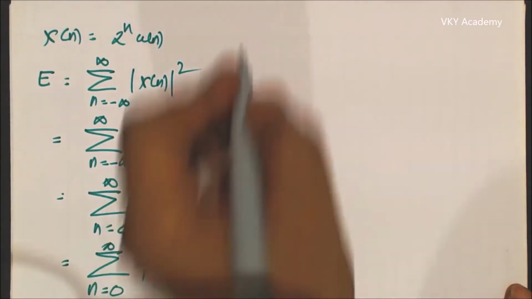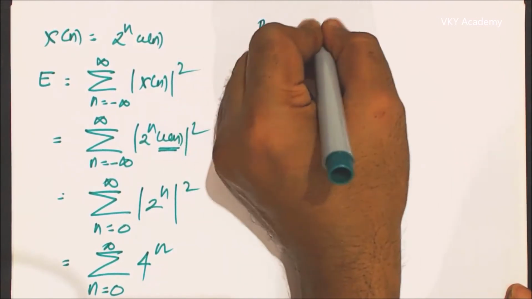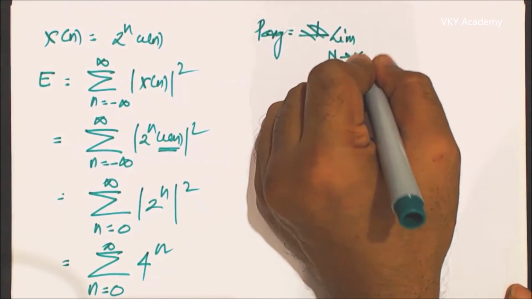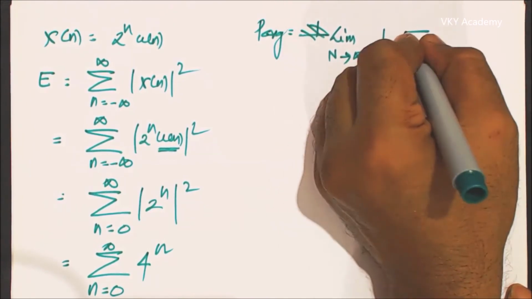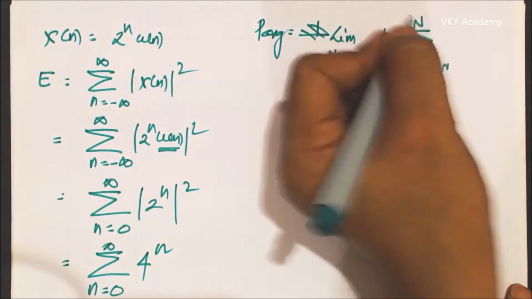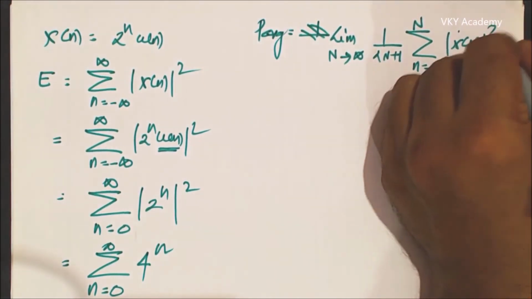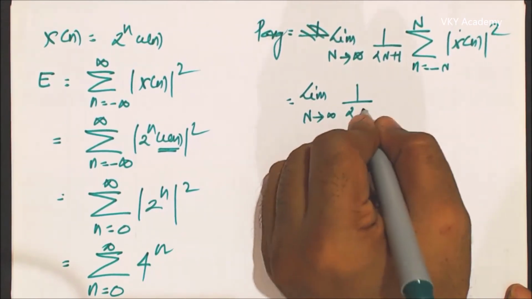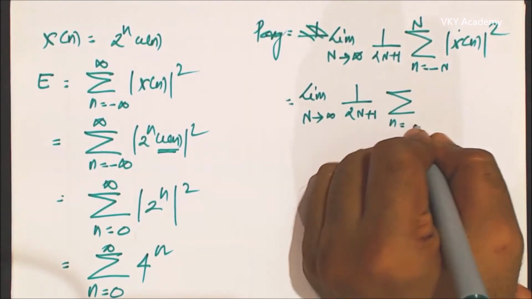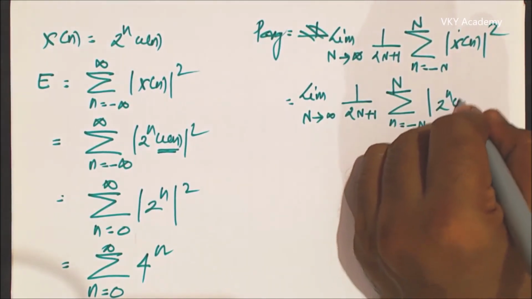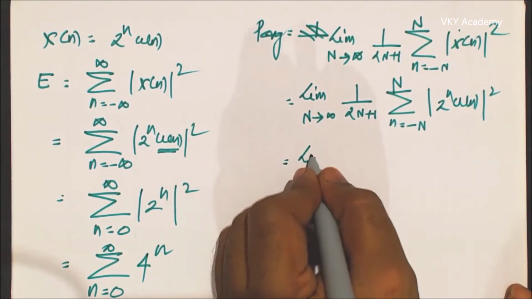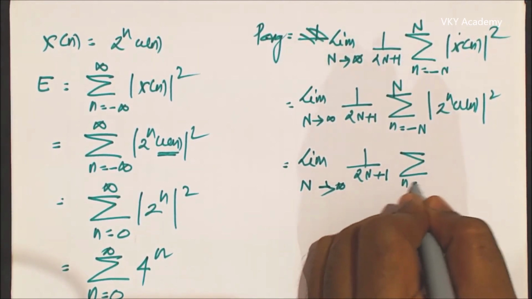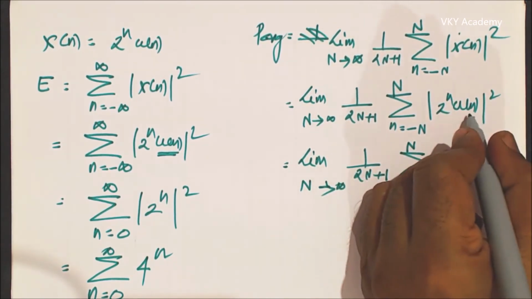So for that we will calculate the average power, and we know that P average is equal to limit capital N tends to infinite 1 upon 2N plus 1 summation n equal to minus N to capital N mod of x of n square, which is equal to limit capital N tends to infinite 1 upon 2N plus 1 summation n equal to minus N to N (2 to the power n u of n) square, that is limit capital N tends to infinite 1 upon 2N plus 1 summation n equal to 0 to capital N, because u of n equal to 1 for 0 to infinity.